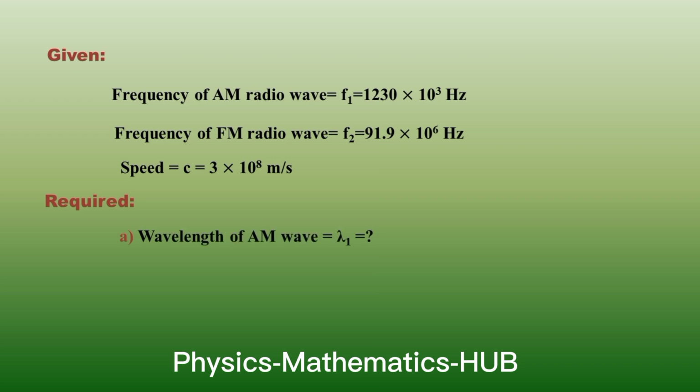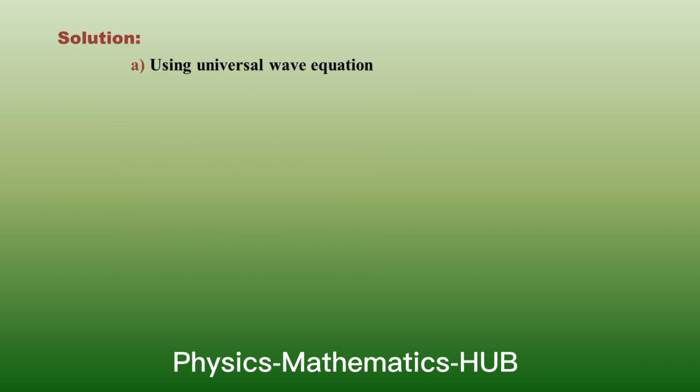We have to find the distance between adjacent crests, called the wavelength, for AM wave, which is lambda 1, and FM wave, denoted by lambda 2. Let's recall the formula that connects frequency and wavelength, which is known as universal wave equation or universal wave formula. The formula is simple. C is equal to F lambda.